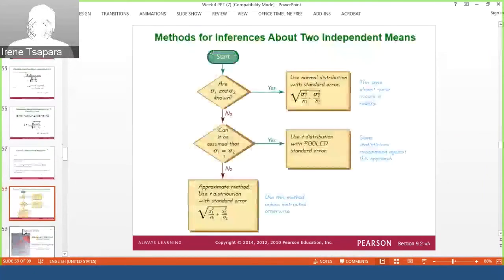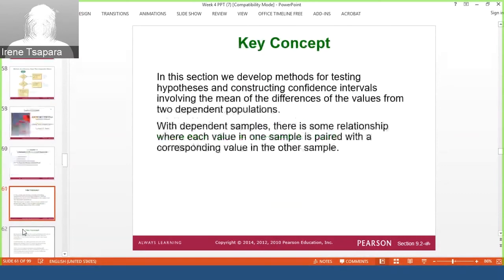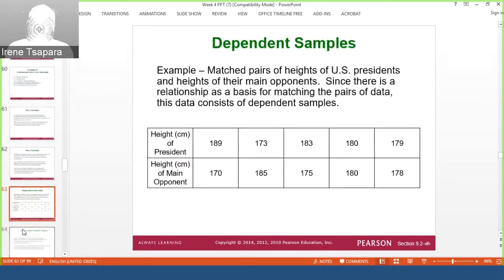Now, what I want us to do, because it's already 8:30, is to look at the dependent sample really quick, because there are a few differences here. So let's look at the example directly.